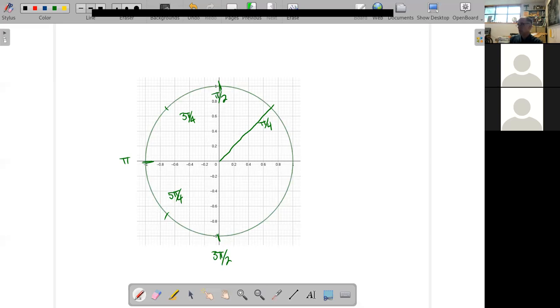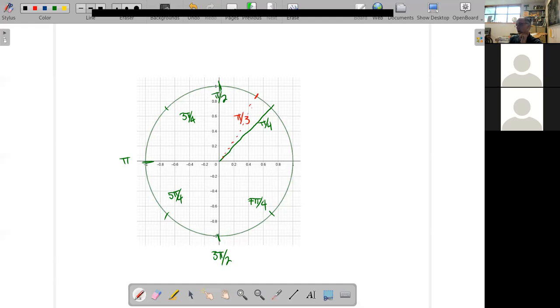So let's see, we're counting by pi over 4. 1, 2, 3, 4, 5, 6, 7 pi over 4 would be over here. Now we counted by pi over 6 earlier. Let's do pi over 3. So I'm going to use red for pi over 3. Pi over 3 lives up here, about. So that angle to get to that point right there would be pi over 3.